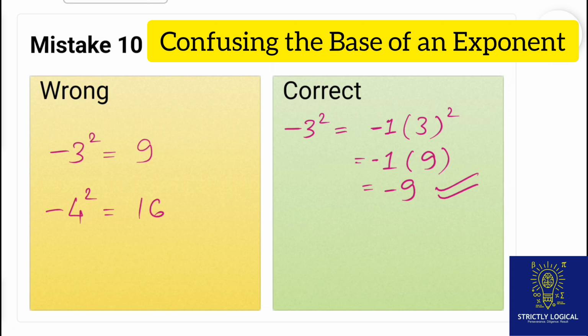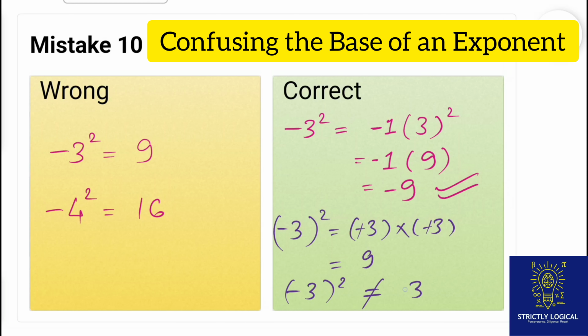However, if the question was written like this, negative 3 in brackets and squared, which means negative 3 into negative 3, that will give us the answer positive 9. So make sure that you know that minus 3 squared is not equal to negative 3 in brackets, whole squared.